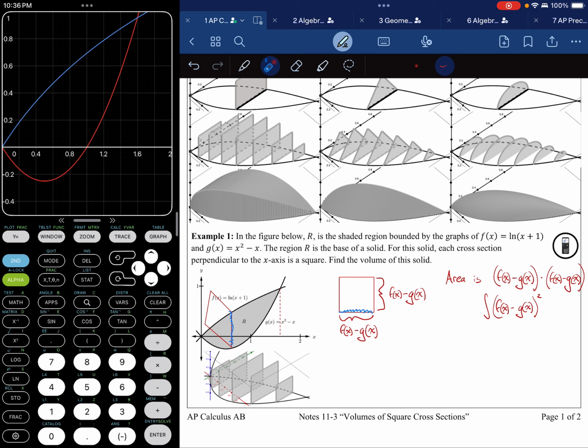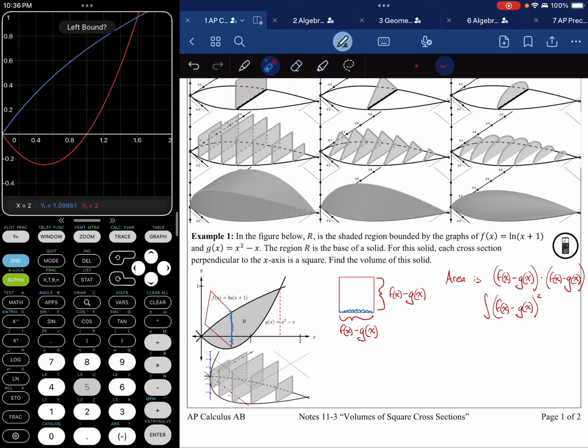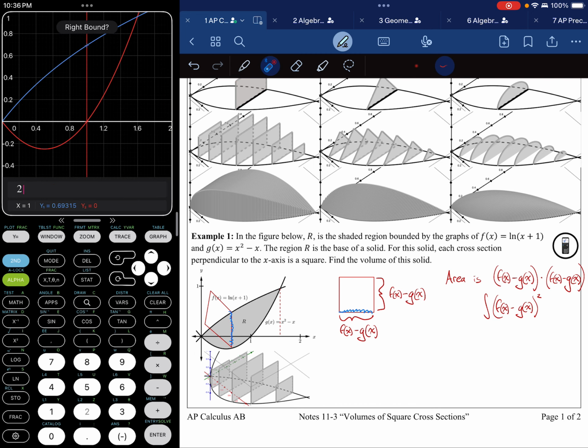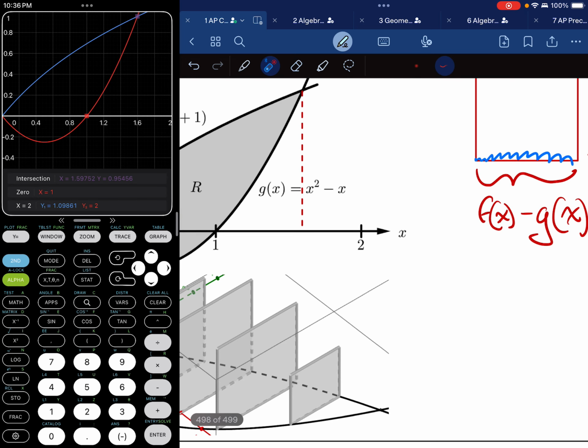I'm going to find where that intersection is by doing a second trace, calculate the intersection. I'm going to hit option 5, and then follow the prompts. My prompts are a little bit different than yours. It's asking for my left bound, so I'll say 1, and my right bound, I'm just going to say 2. It says that the intersection happens, I'm going to write this down in my notes, at 1.598.